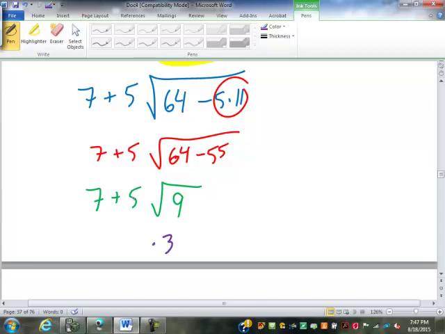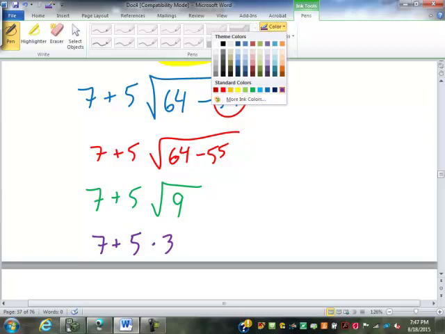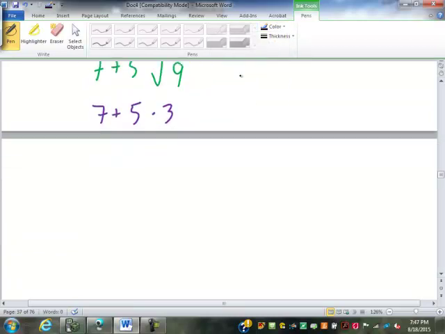And just like with parentheses, we have the 5 outside the symbol with no operation, so it's going to be 5 times the 3. Then what? 5 times 3 is 15. 7 plus 15 is 22.